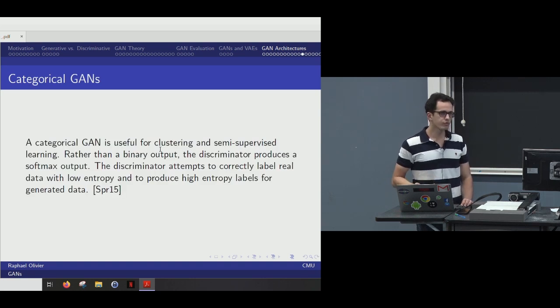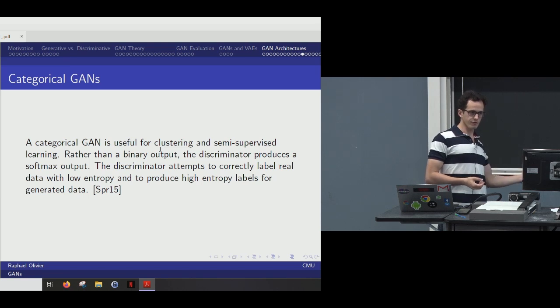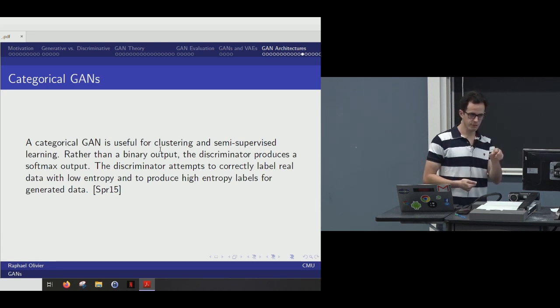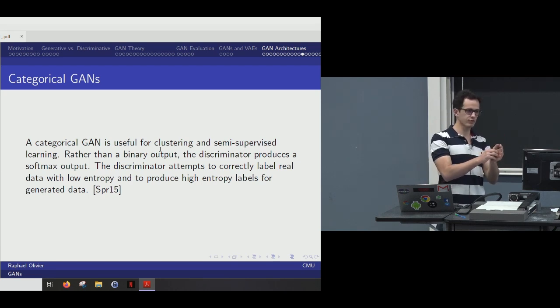So, not going too much into the details of how the categorical GAN works, roughly, what it does is, given the discriminator, if you give it an image, it's not going to say this is fake or this is real, but to say this image belongs to this cluster. So if you want there to be two clusters, it's going to say this is in cluster 1 or this is in cluster 2.